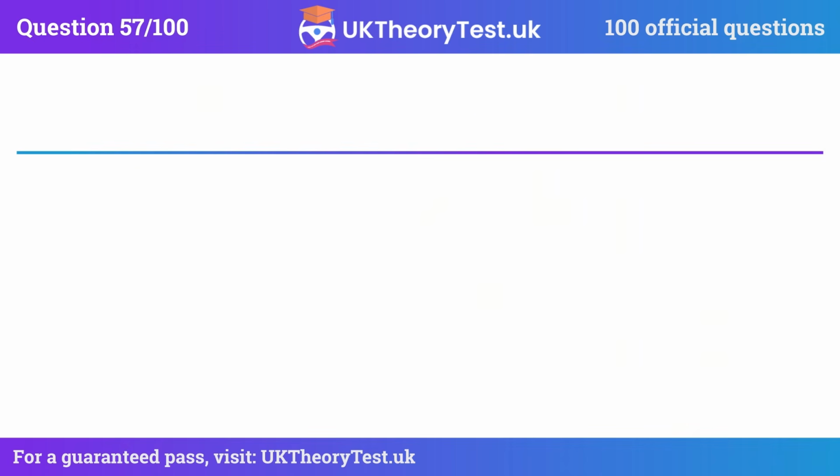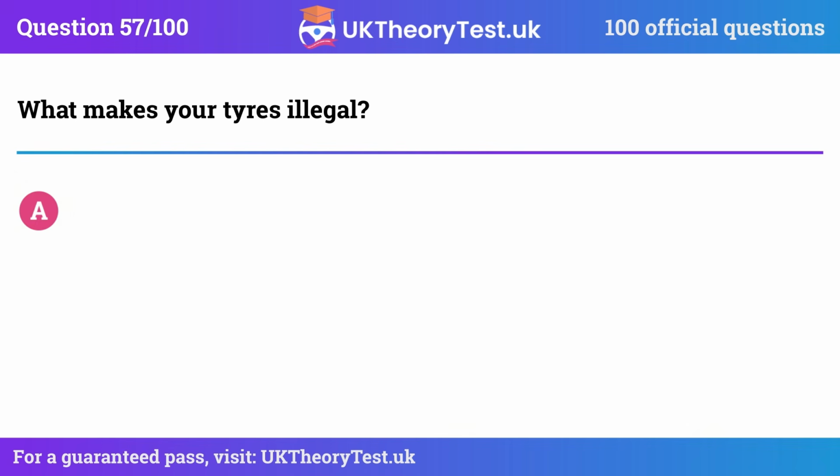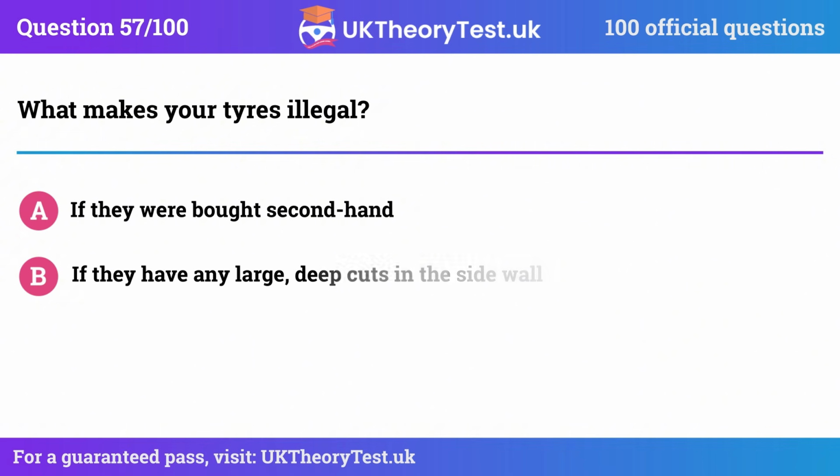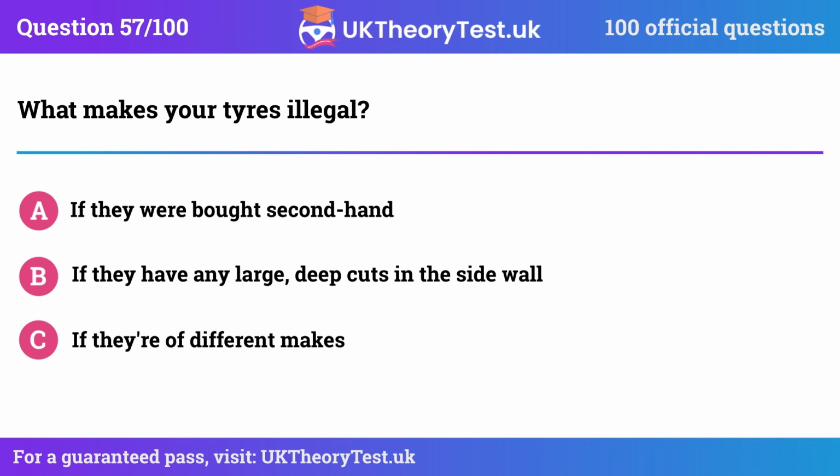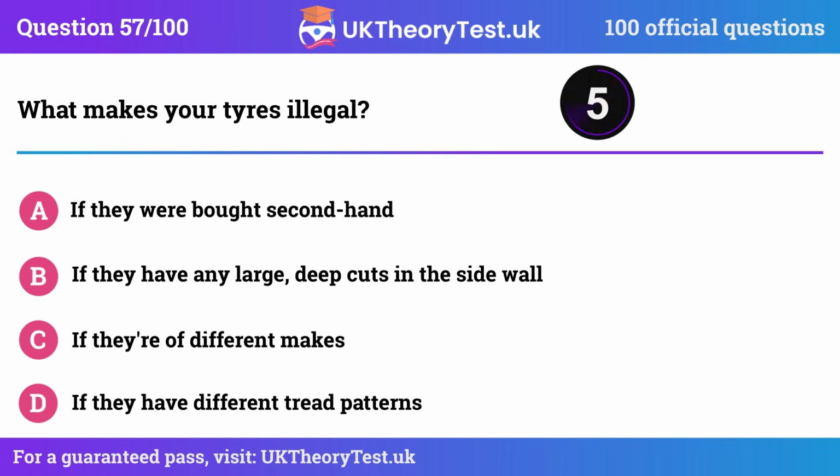Question 57. What makes your tires illegal? A. If they were bought second-hand. B. If they have any large deep cuts in the side wall. C. If they're of different makes. D. If they have different tread patterns.